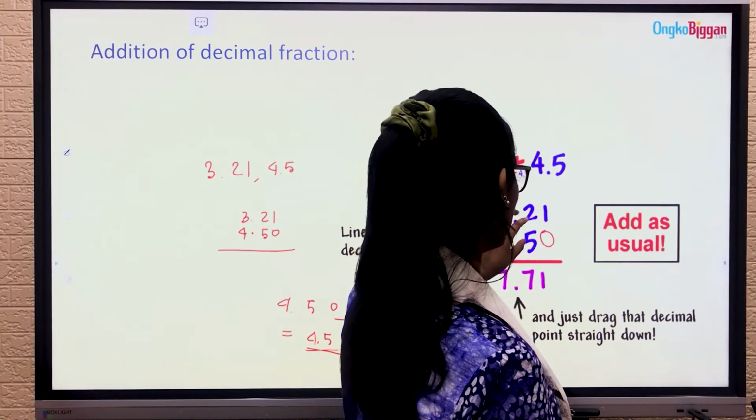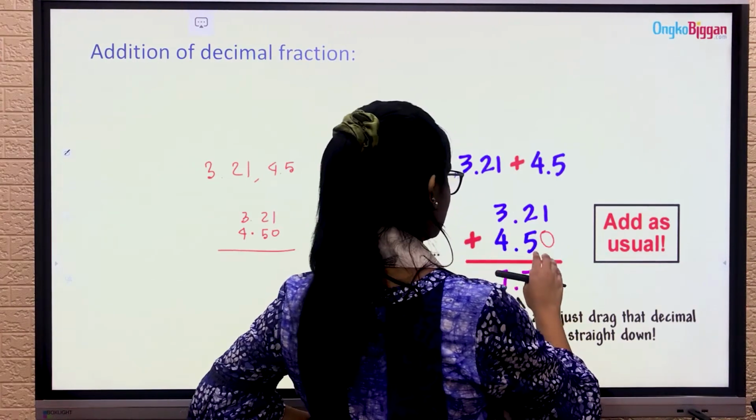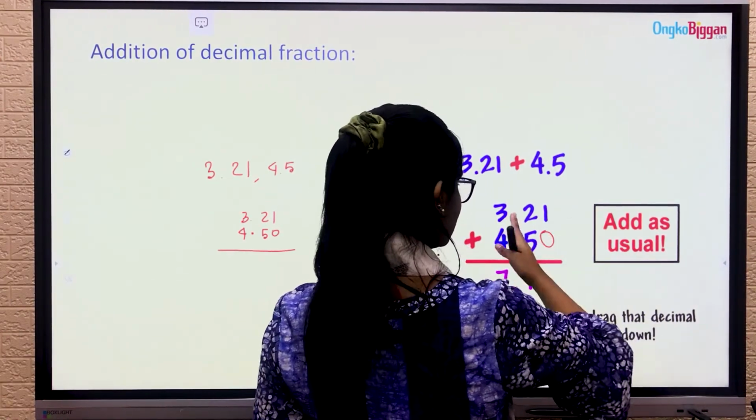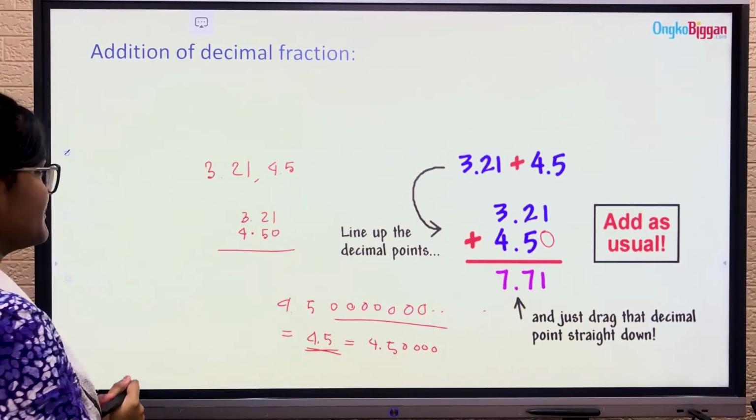That means we will just put the decimal point after the given digits. It is after 2 digits from the right side, so we have just put it here. So it's a very very easy process.